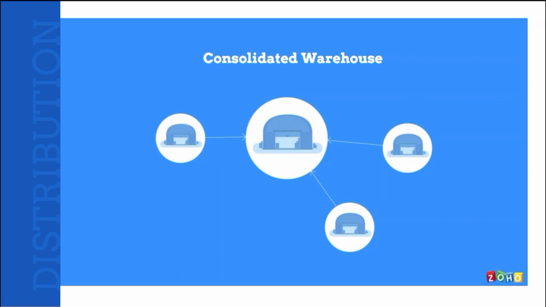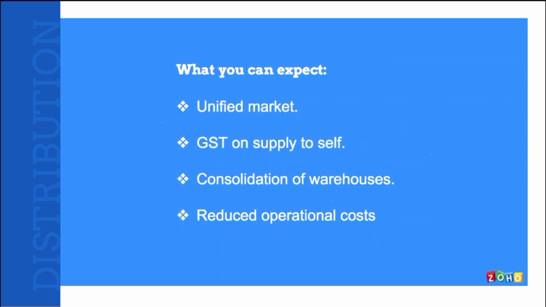So what can we expect under distribution? You can expect a unified market. Because of unified laws and uniform tax rates for every category of product, it's going to be easier for you to move substances and to make sure that your transactions are compliant with the taxes across India.